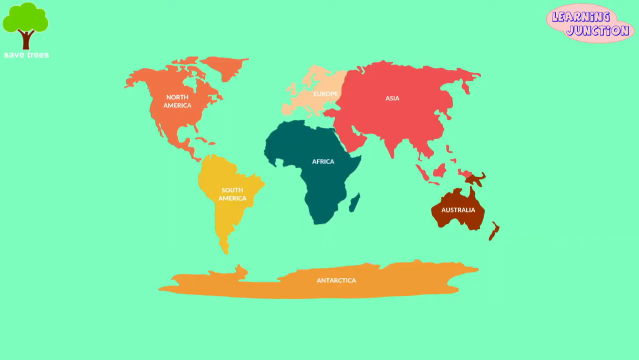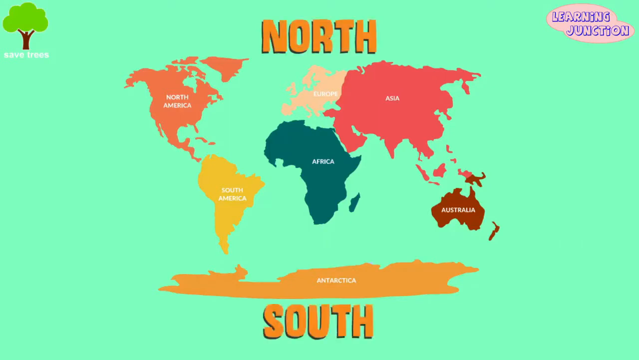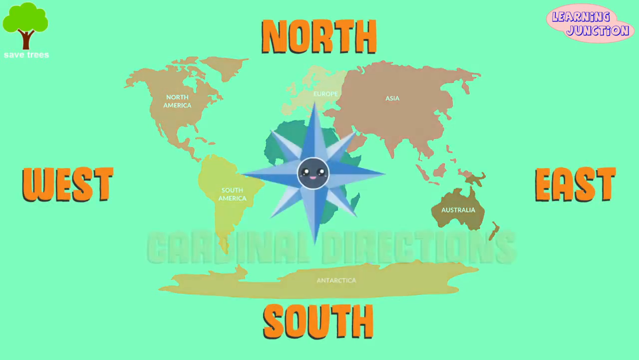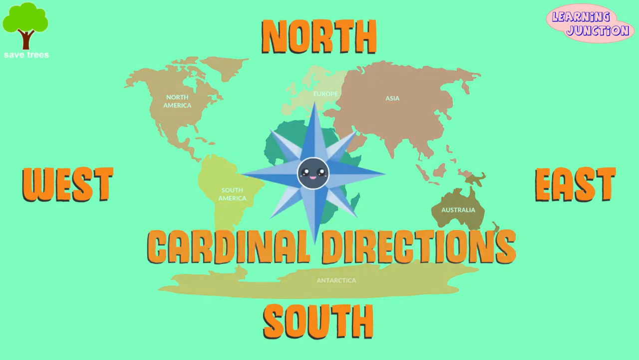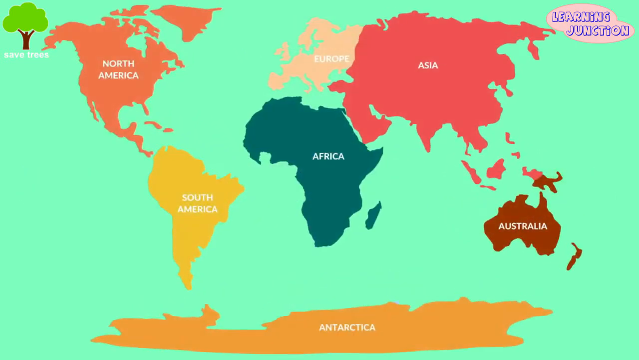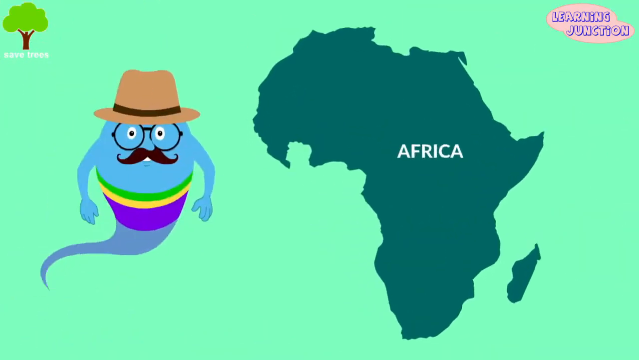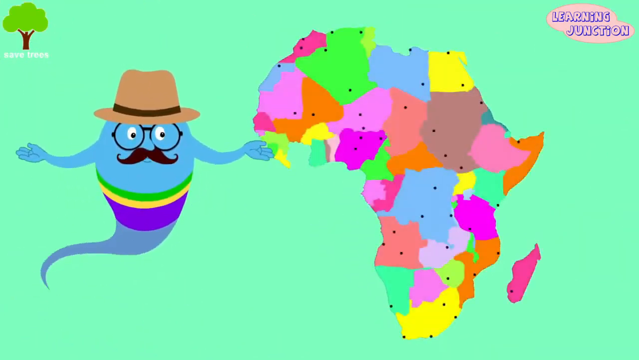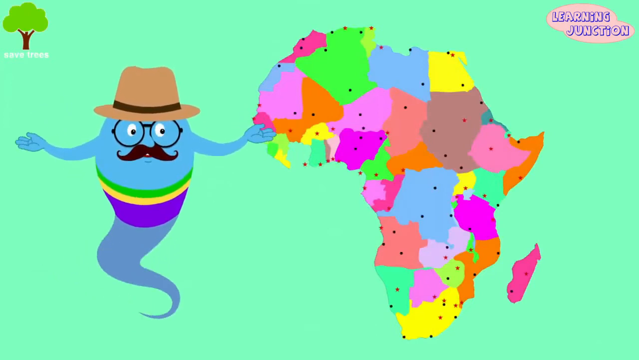This is the map of the world. North is at the top, south at the bottom. This is east, and this part is facing west. These are called the cardinal directions. You can easily see which country or continent is in which direction. Different places are shown with different colors, so we can easily locate a particular continent. Usually, countries are shown by dots and capitals with a star.